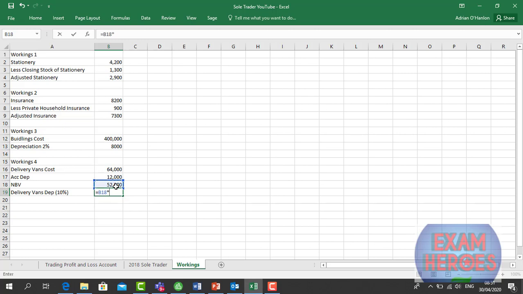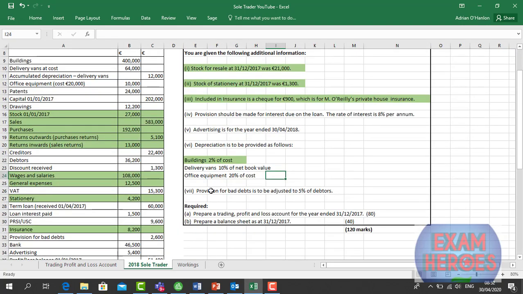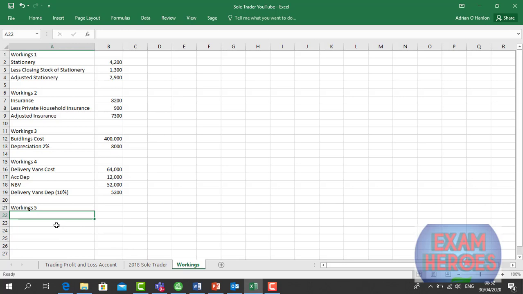So 52,000 multiplied by 10%. Yep, 5,200. Now, we won't put this in yet because that's part of the selling and distribution expenses. So I'll just leave that for a moment, and we'll move on to our next depreciation charge, which is office equipment.